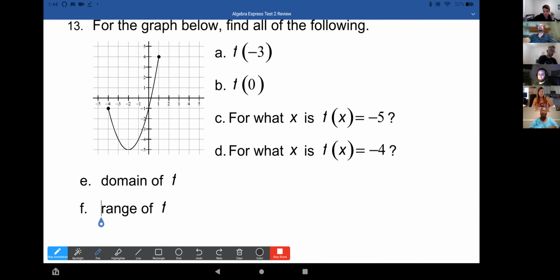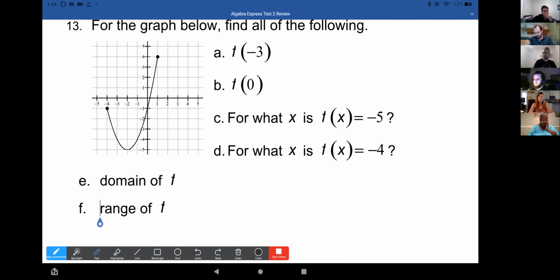Teacher, for the -5 to 4, is that a closed bracket? Yes, they should all be closed brackets on this one. It should all include those points. Okay, thank you.